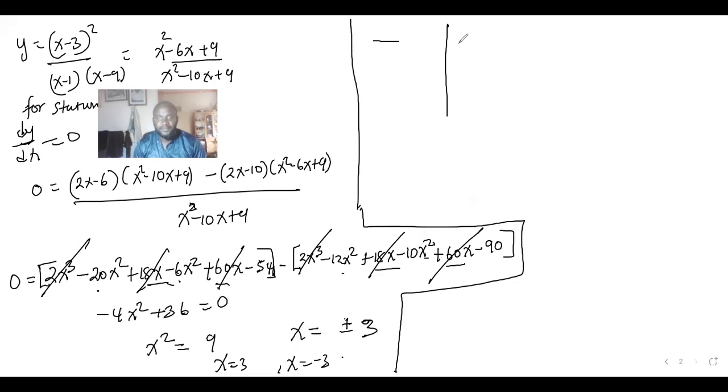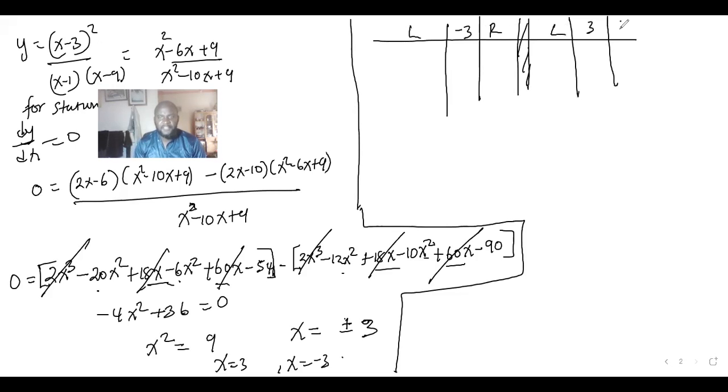Now, we have seen one is negative 3. We are going to test the nature. Left, right. Here it is a constant, here it is a constant.